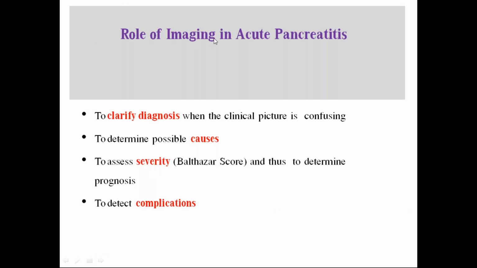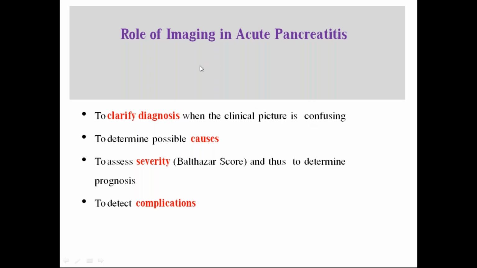So, the role of imaging is to clarify the diagnosis when the clinical picture can't clearly separate other emergency diagnoses, and to determine the possible causes. To assess the severity, there is a CT grading system known as the Balthazar CT severity index, and it also detects complications. So how to determine the possible causes?